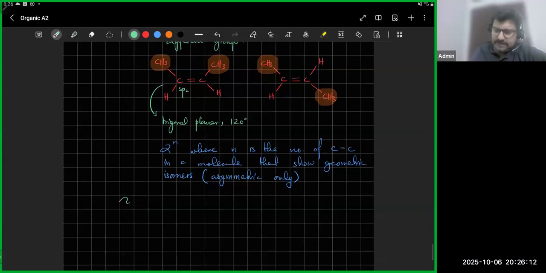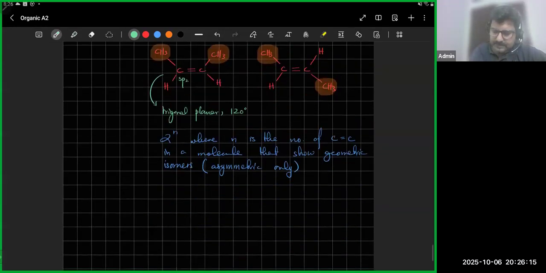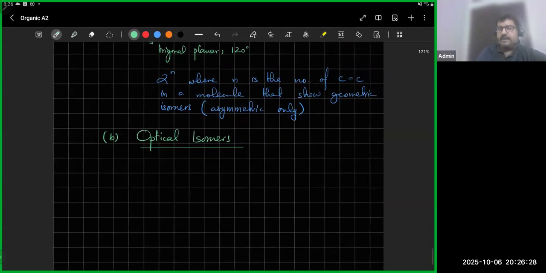Okay, let's come to B. The next one is optical isomers. There are certain words that you should remember about optical isomers. The first thing is that you need a chiral center. What's a chiral center? It's an asymmetric carbon atom, which means that it doesn't have a plane or line of symmetry.